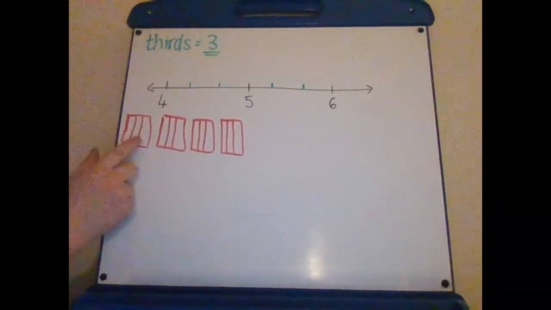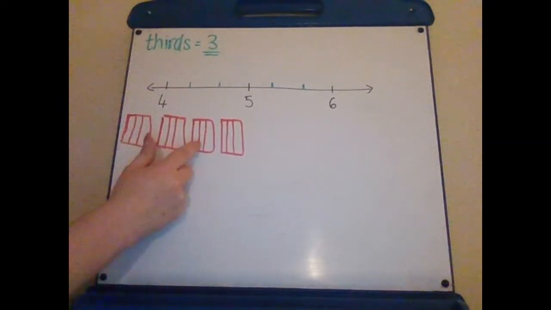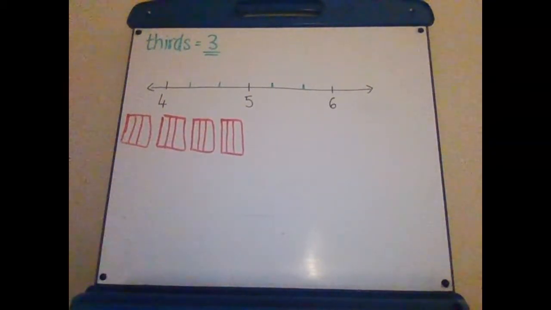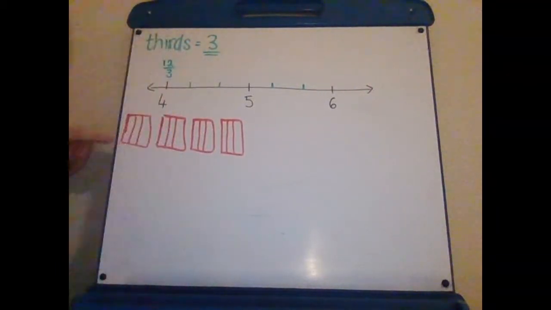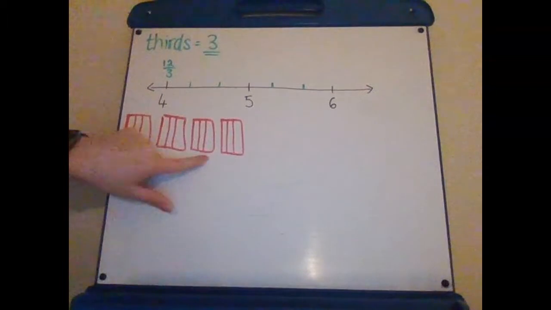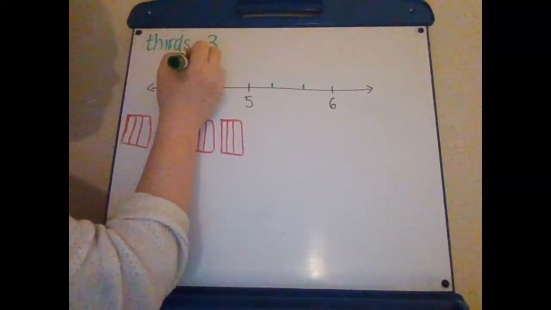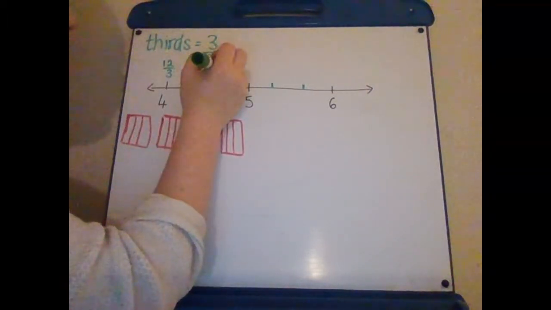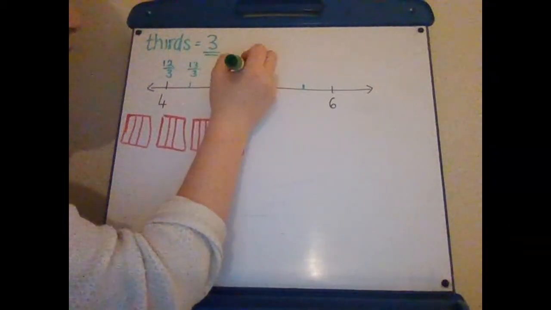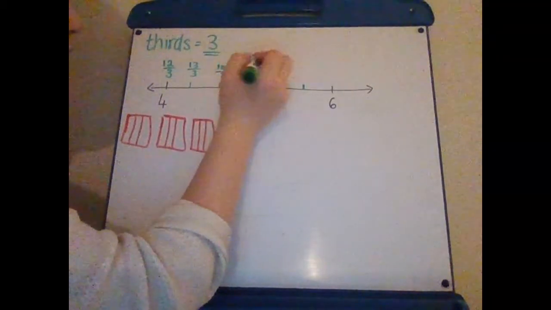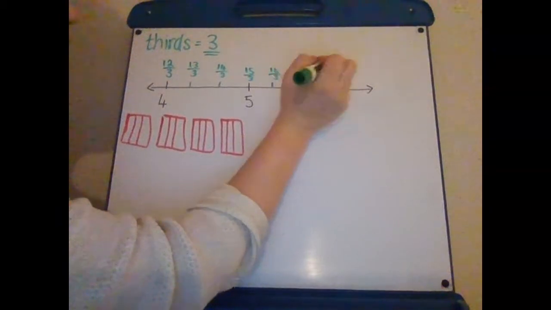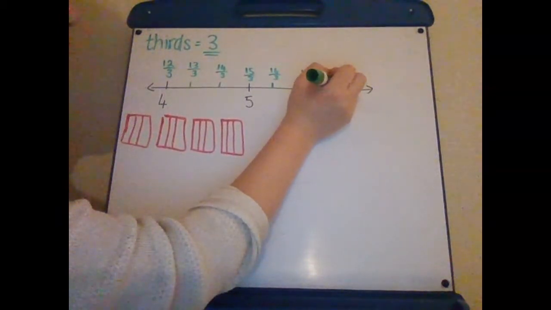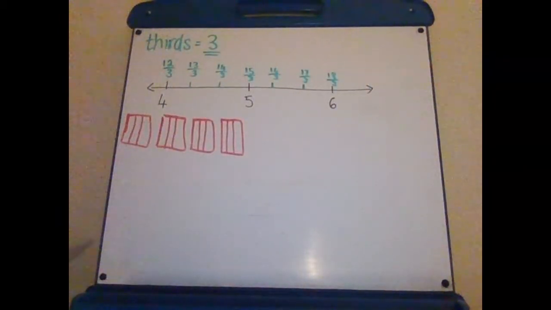Okay? 1, 2, 3, 4, 5, 6, 7, 8, 9, 10, 11, 12. Okay? So I have 12 thirds in 4 wholes. Okay? And again, I just count up. 12 thirds, 13 thirds, 14 thirds, 15 thirds, 16 thirds, 17 thirds, 18 thirds. Okay?